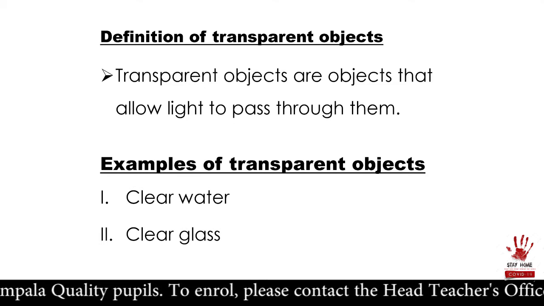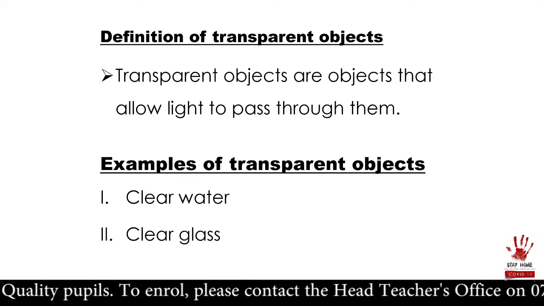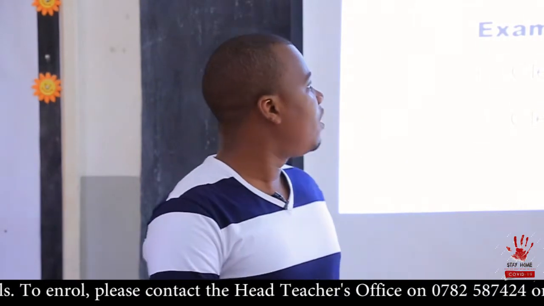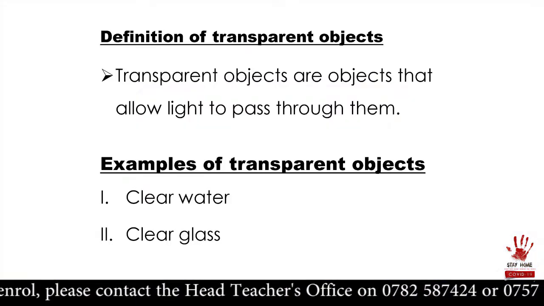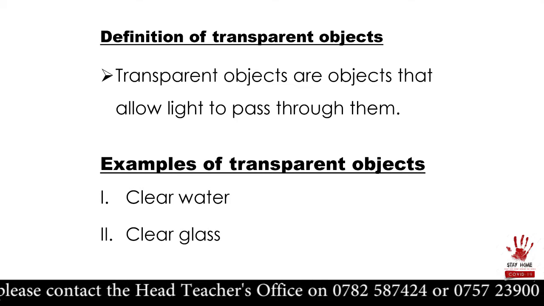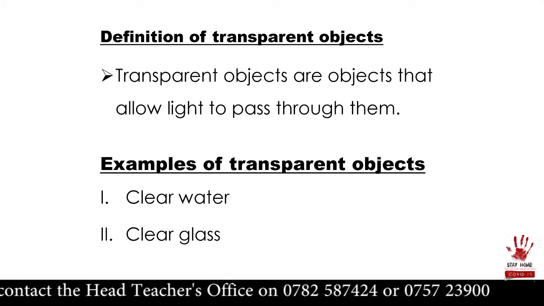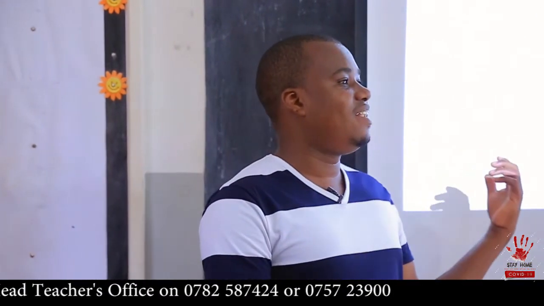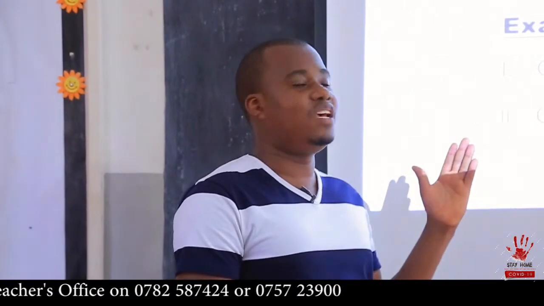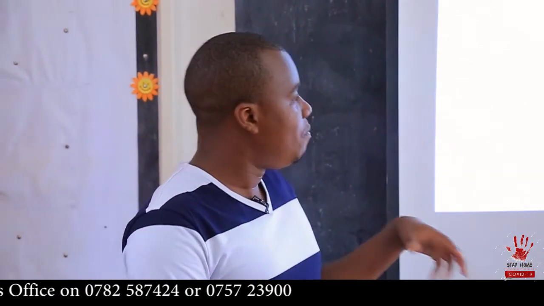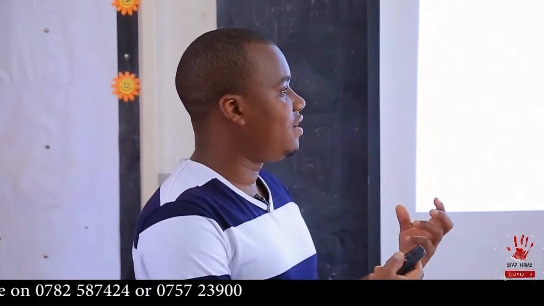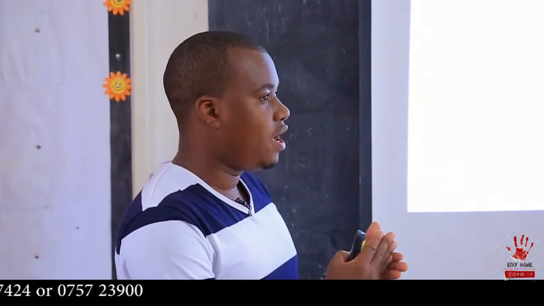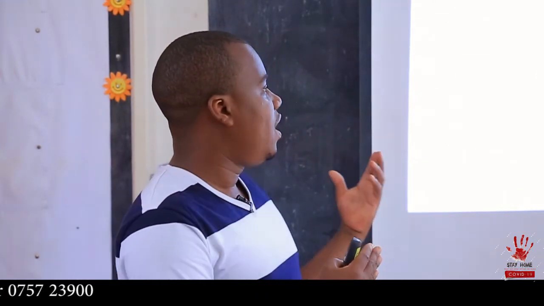Can we say that, my children? Transparent objects are objects that allow light to pass through them. Can we say it again? Transparent objects are objects that allow light to pass through them. Now, we shall go to the other list that we had in the previous session. Then we pick. What are those objects? I think when light comes, it will just pass through. They don't block. So they are not like opaque objects.